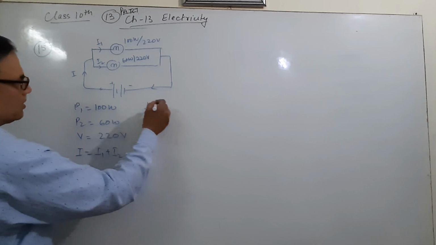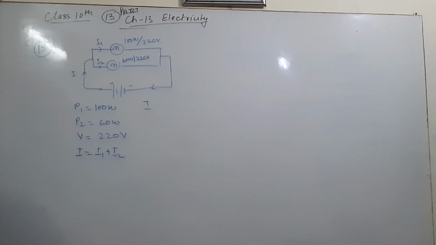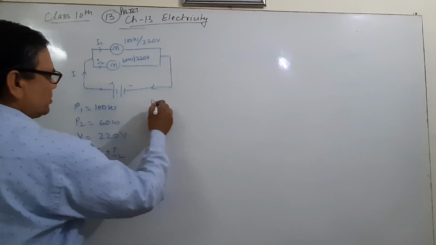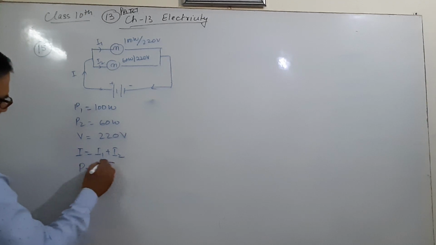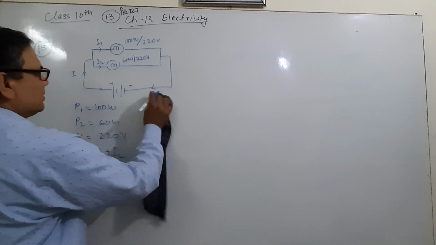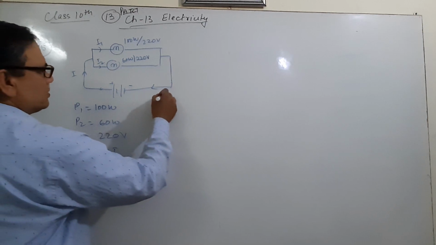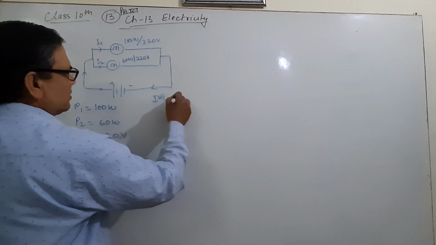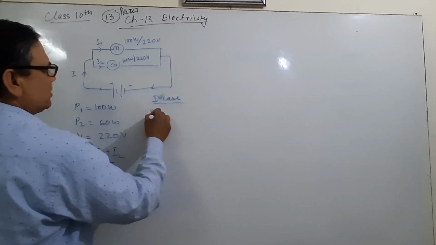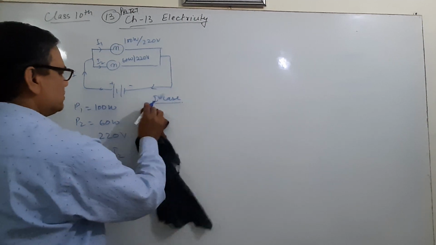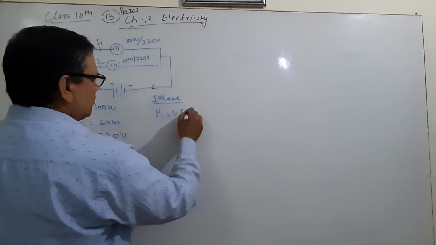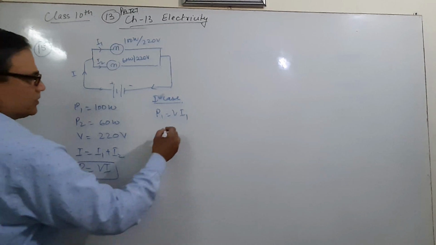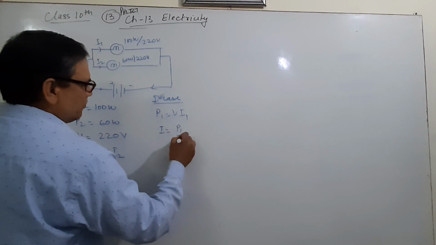Then what is I1? It means I have to find out I1 and I2. We know P is equal to V I. Power is equal to V into I. We know it very well. And then for the first case, P1 is equal to 100, it is mentioned. Then P1 is equal to V into I1. And then what is I1? I1 is equal to P1 upon V.